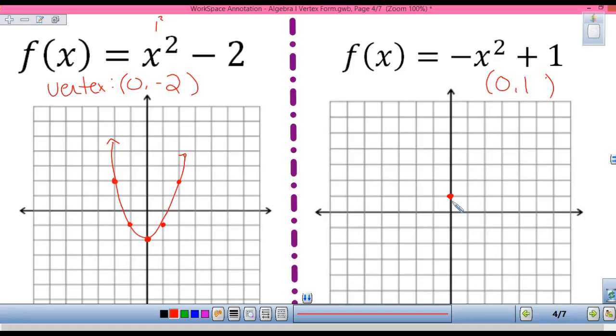Okay, what did we say? What happens when a is negative? It's going to reflect, so what's going to happen with this? It's going to open down, yeah. Okay, so if I'm plugging 1 in here, 1 squared is 1. And then what do I have to do with this negative? It comes along with it. So negative 1 plus 1 gives us 0. So negative 1, 0, and 1, 0.